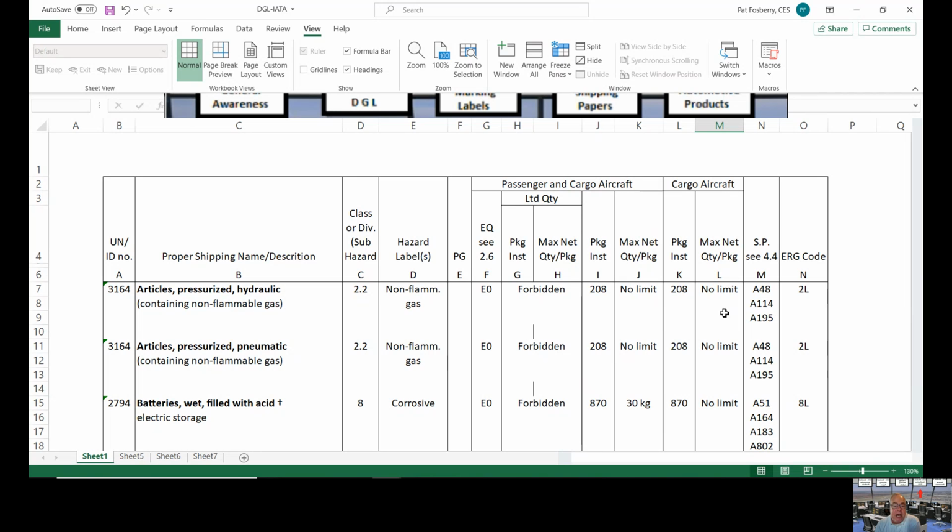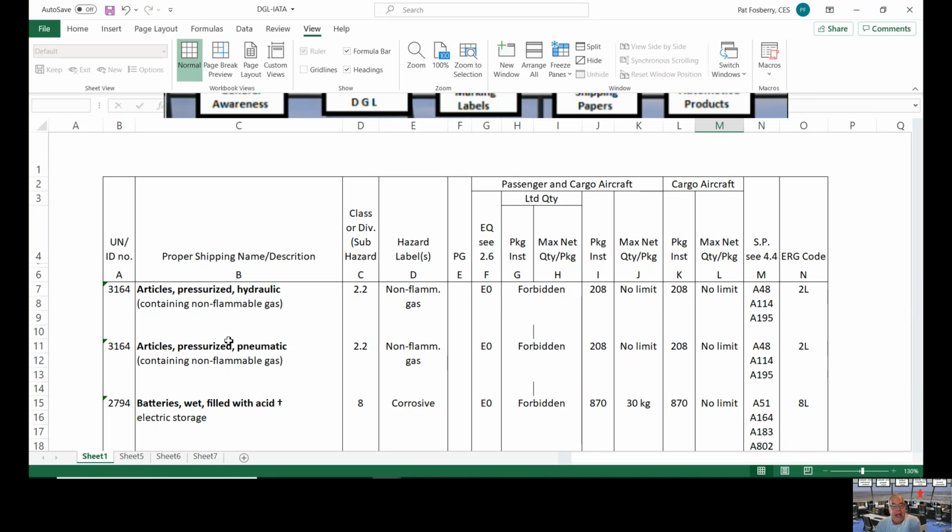So they are pretty much exactly alike. It's just that for air, they are considered separate proper shipping names. They list a lot of their "ors" twice instead of just listing them once. So you don't see the "or" that much in the IATA dangerous goods list, so it shouldn't throw you off. You pick which one is yours. So that's the one difference you see.